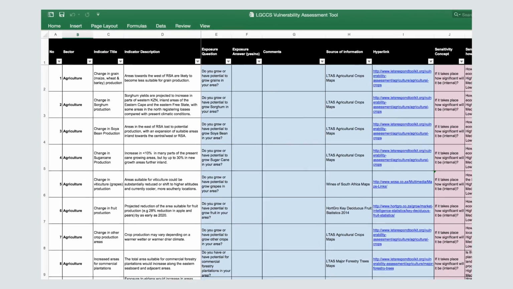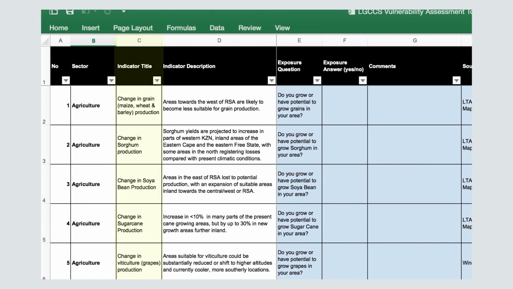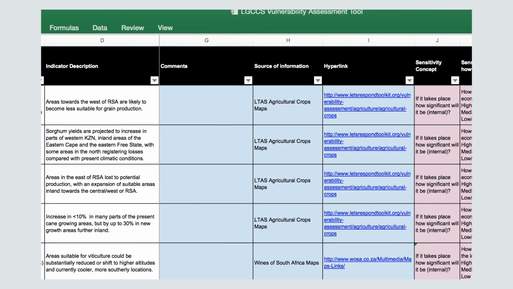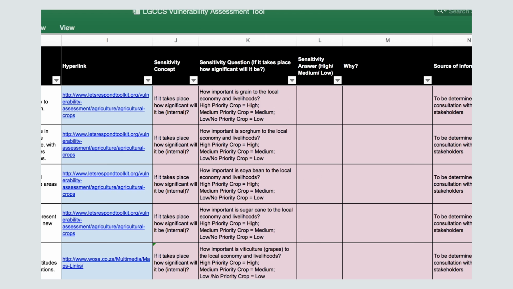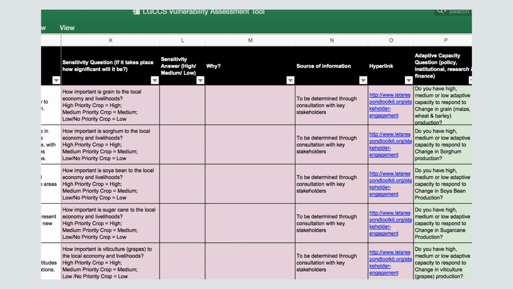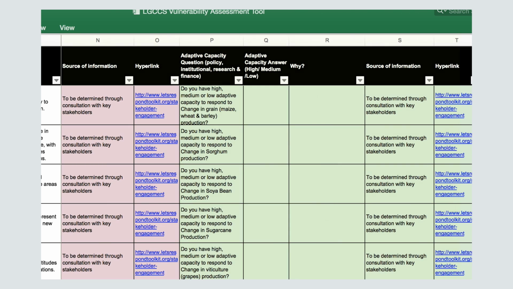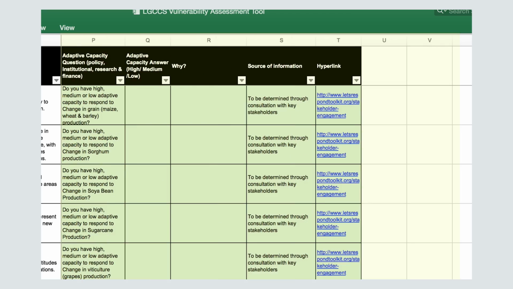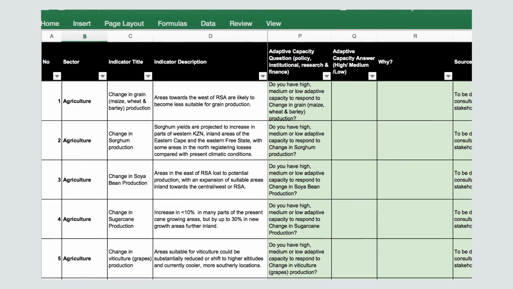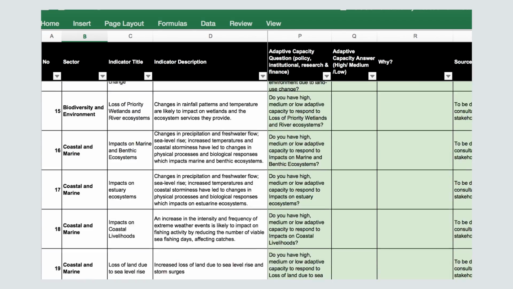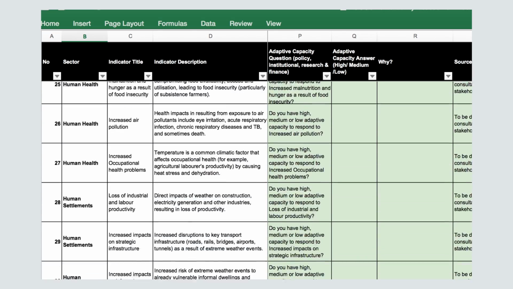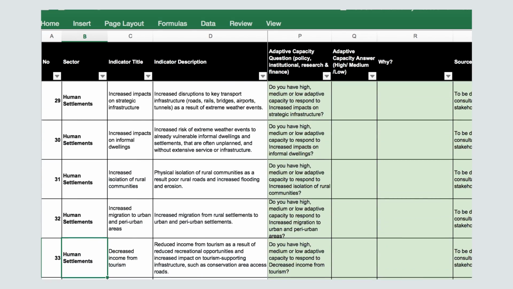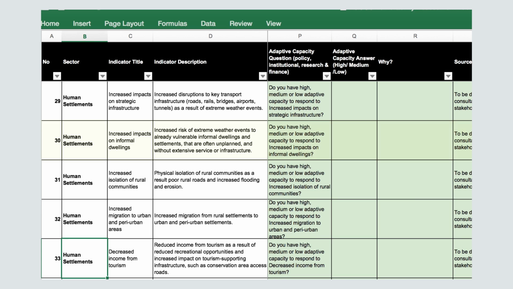As we saw previously, when you open the Excel sheet, column C lists all the climate change indicators which have been determined for each sector. Moving across the columns, you will see the different vulnerability assessment steps. We will focus on the adaptive capacity columns for now, from column P onwards. Let's take the same example from the human settlement sector we used in the exposure and sensitivity exercises. Increased impacts on informal dwellings.